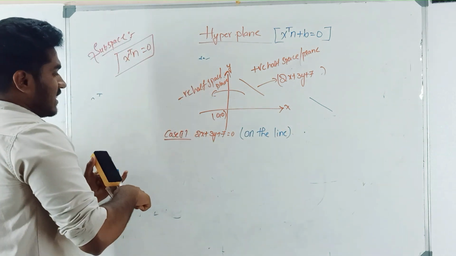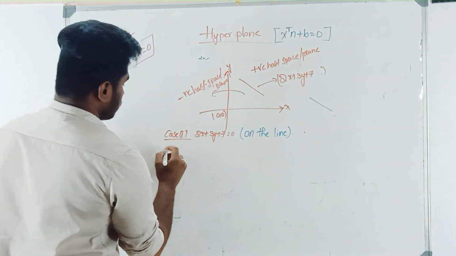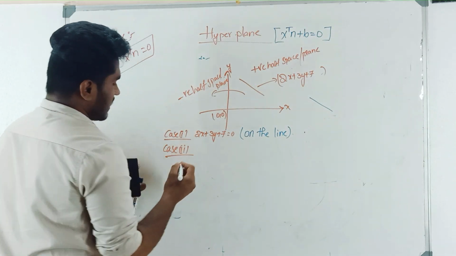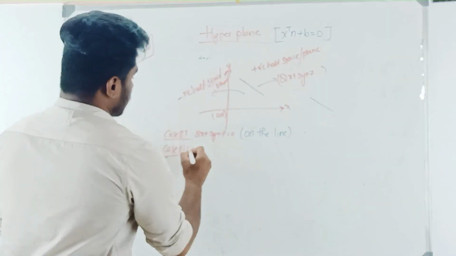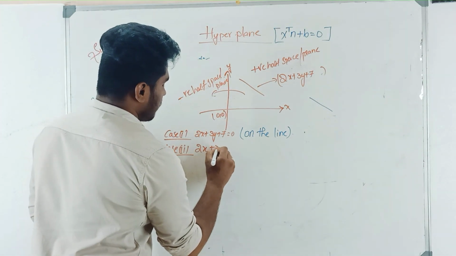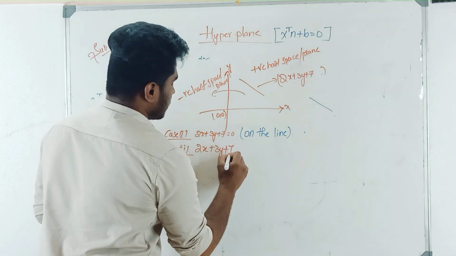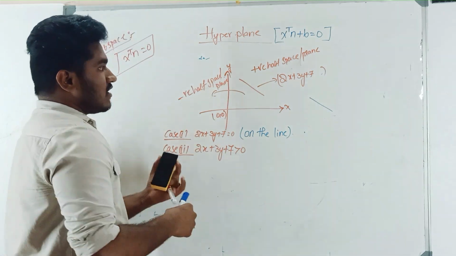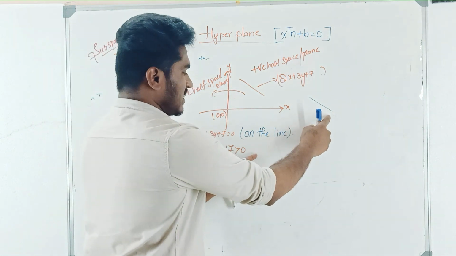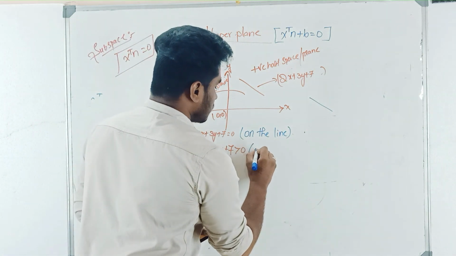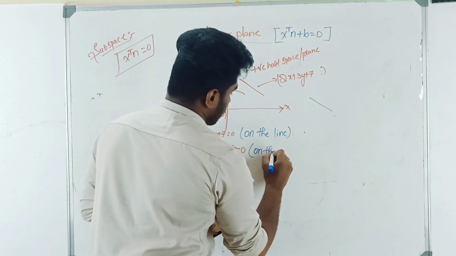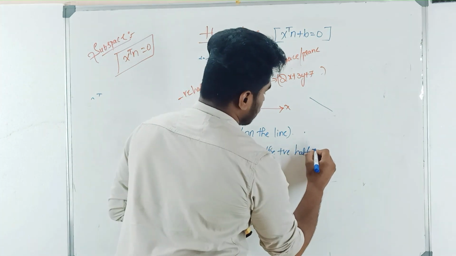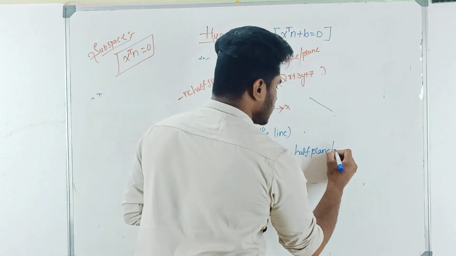So in the second case, if 2x plus 3y plus 7 is greater than 0, in that case the point which we have taken is on the positive half plane or the space.